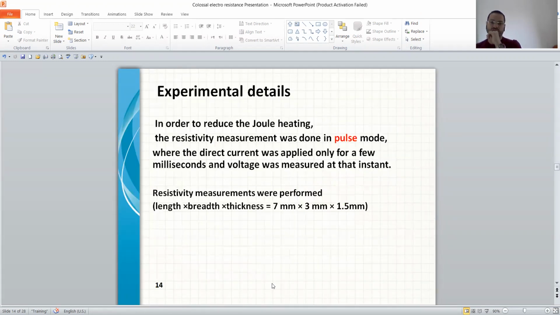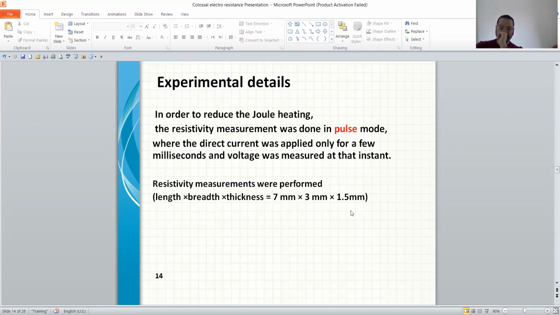In order to reduce the Joule heating, the resistivity measurement was done in a pulse mode, where the direct current was applied only for a few milliseconds, and voltage was measured at that instant, just a few millivolts. Resistivity measurements were performed using this equation with the length, breadth, and thickness.